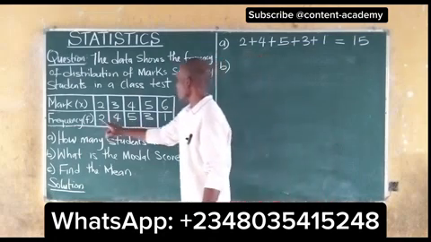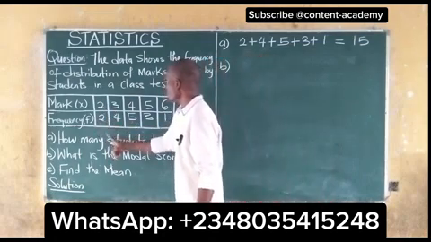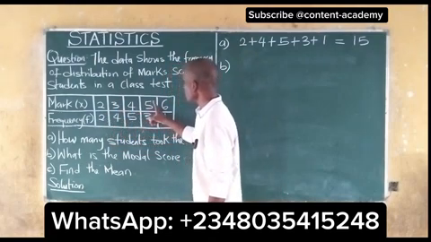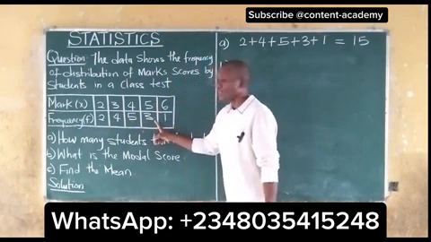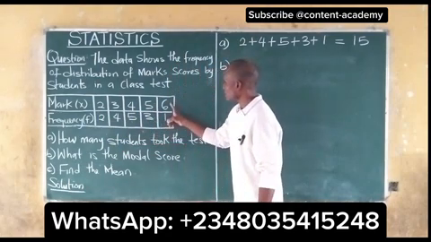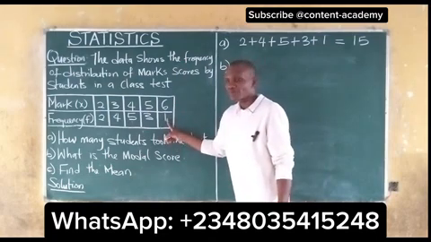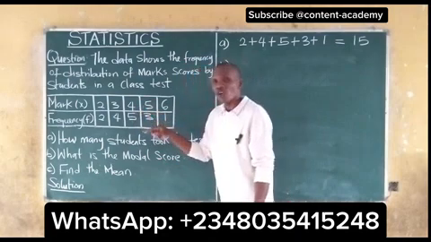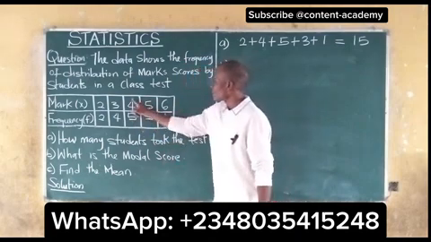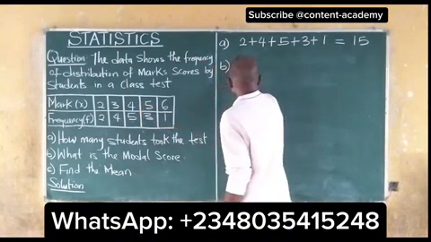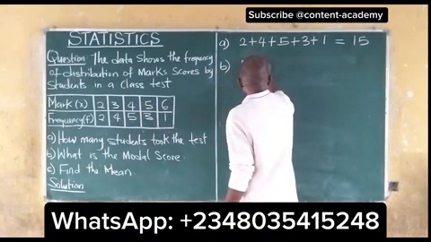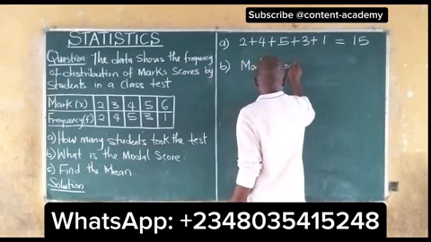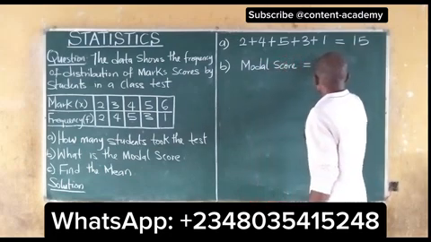Now, we have here 2 occurred 2 times, 3 occurred 4 times, 4 occurred 5 times, 5 occurred 3 times in this data set, and 6 occur just one time. So the value that occurred more in the data set is 4. So the modal score is equal to 4.